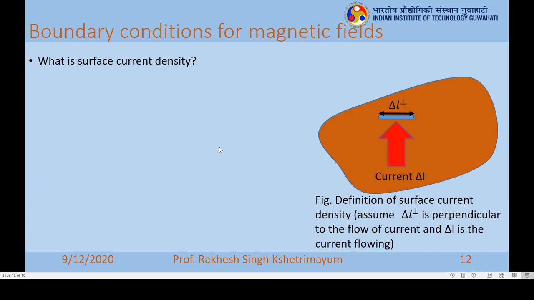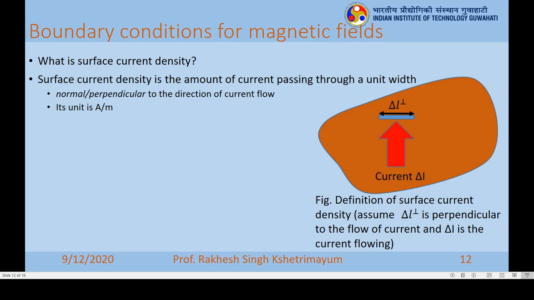So by the way, what is the surface current density? We are going to use this surface current density, also volume current density, in the derivation for the right hand side of the Ampere's Maxwell equation we have considered. That's why we have to clearly understand what is volume current density and surface current density.